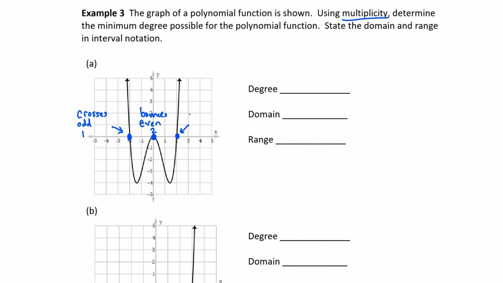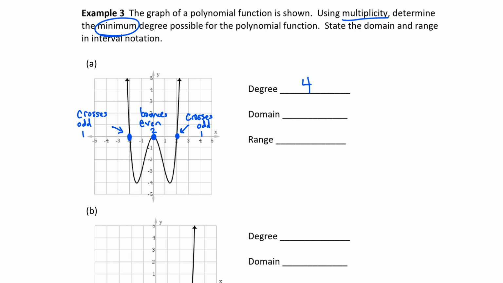So that zero came from a factor that repeats at least twice. And the last zero over here on the right, we can observe the graph crosses. That indicates odd multiplicity. So the exponent on the factor from which that zero came would be 1. At least 1, possibly 3, 5, or more, but we're looking at minimum possible degree. So if I sum those values, 1 plus 2 plus 1, I end up with a degree 4 polynomial.